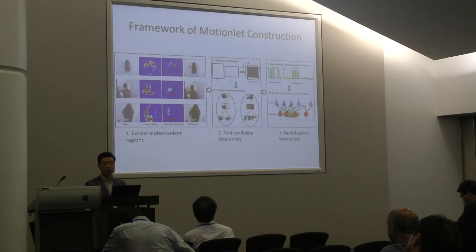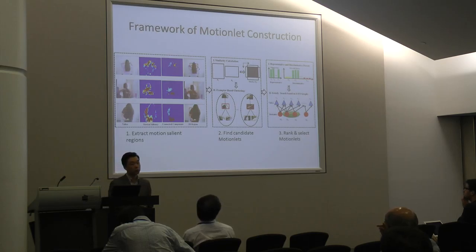And then, because there will be a very large number of candidates at this time, and some do not relate to any actions, we rank and select them according to their repeat parameter. So this is each spatial sample.